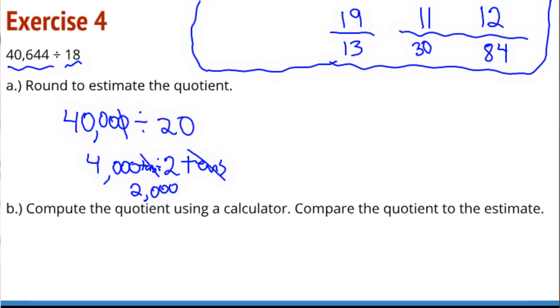And I'll pull out my calculator. 40,644 divided by 18. And that's going to give me 2,258. So I had a divisor of 18. And I then got a difference between my estimate and my quotient of 258.